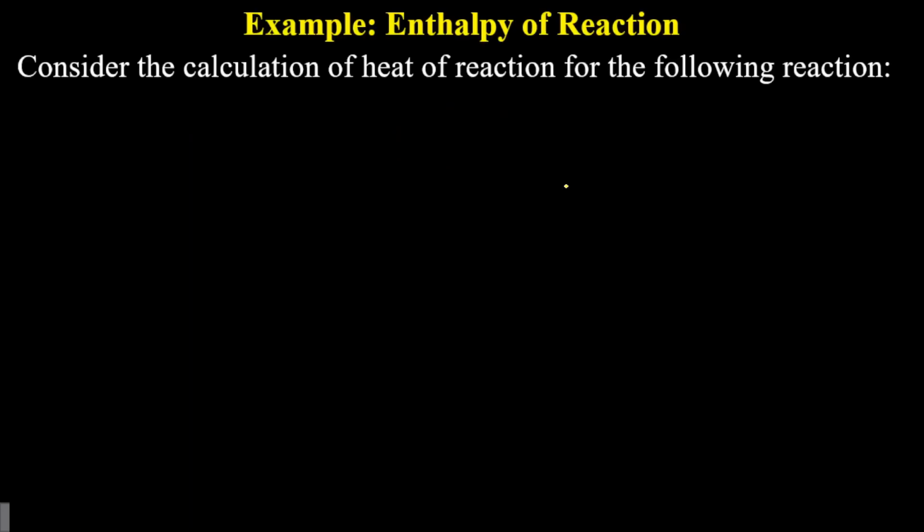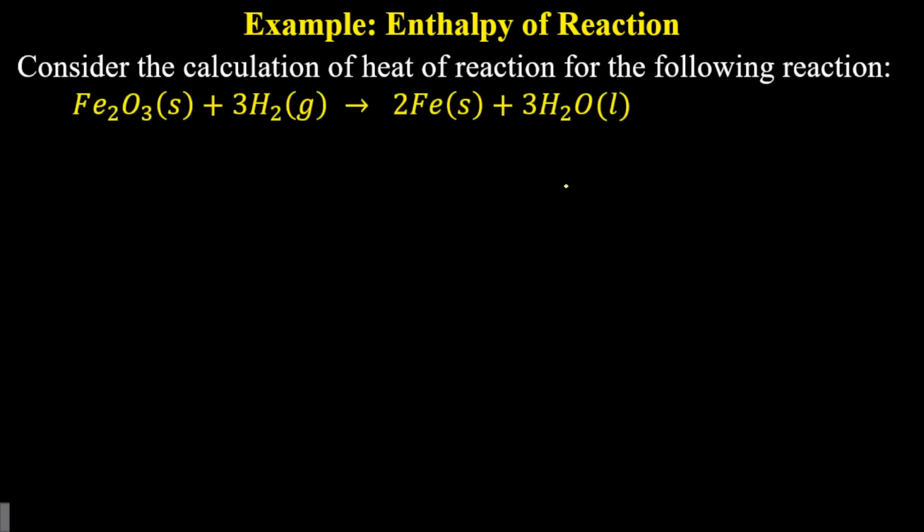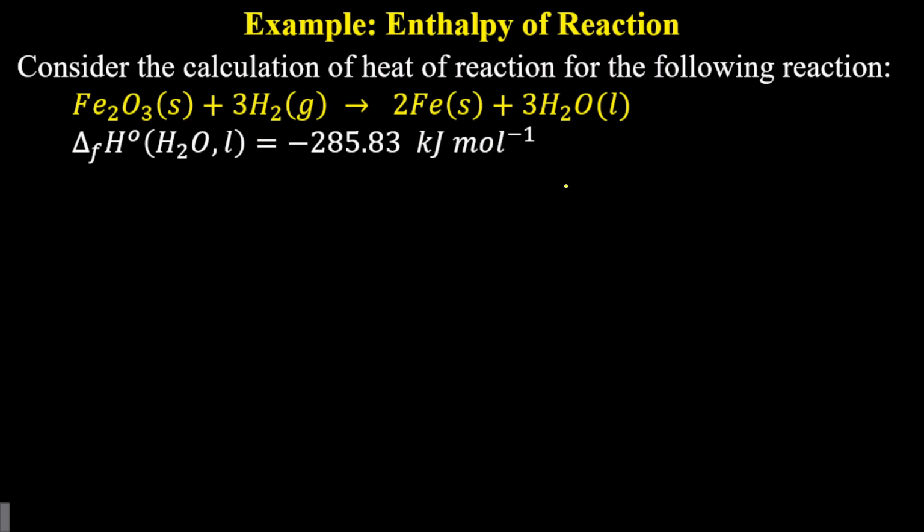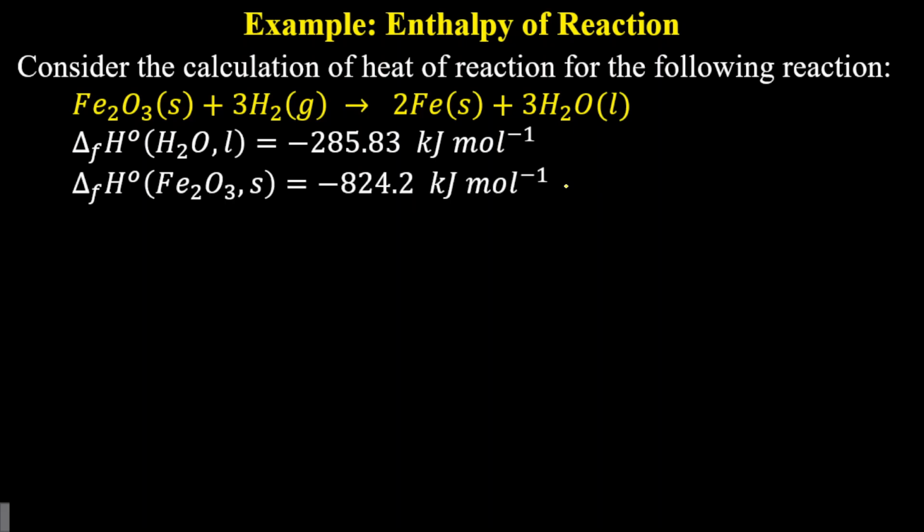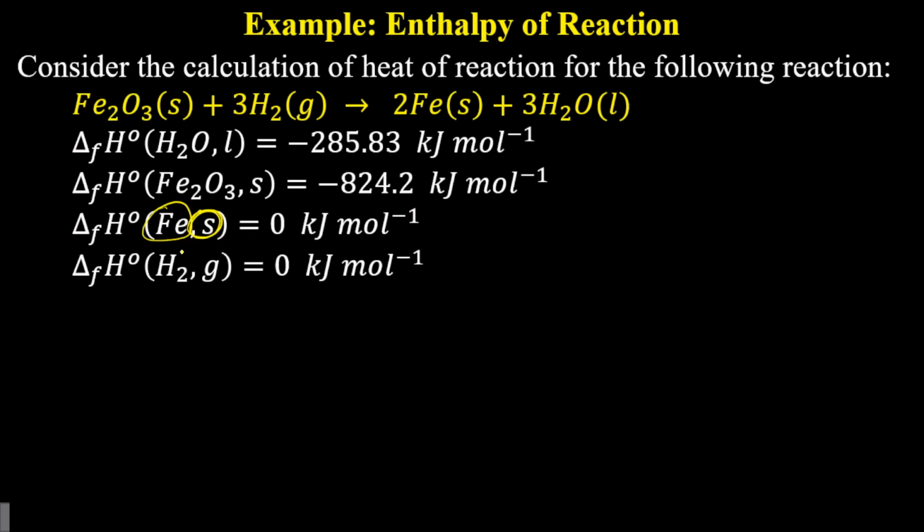Example, enthalpy of reaction. Consider the calculation of heat of reaction for the following: Fe2O3 reacts with hydrogen and gives you iron and H2O. The enthalpy of formation of water is given, and the enthalpy of formation of Fe2O3 is given. The enthalpy of formation of iron will be 0. I have already told you that all elements in their standard form have enthalpy of formation 0, so the enthalpy of formation of hydrogen will also be 0. In this case, these two enthalpies of formation will be 0.